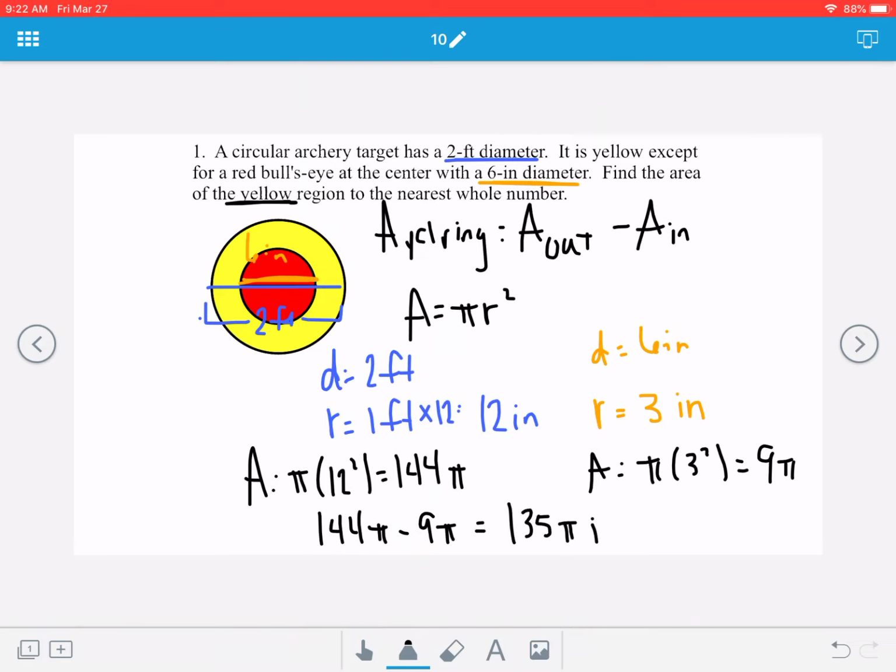135 pi inches squared. Oh, it says to go to the nearest whole number, so I need to put this in the calculator and round it to the nearest whole number. Which is about 424 inches squared. Cool.